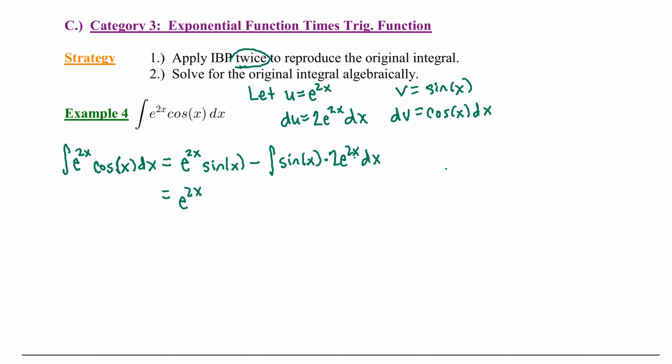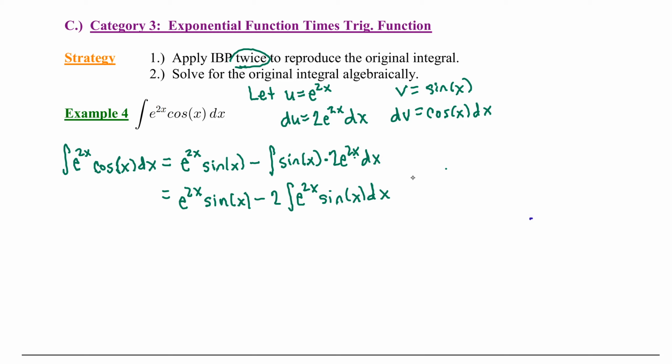We have e to the 2x times sine of x, minus 2 times the integral. I'm going to switch the order of the terms, e to the 2x times sine of x dx.